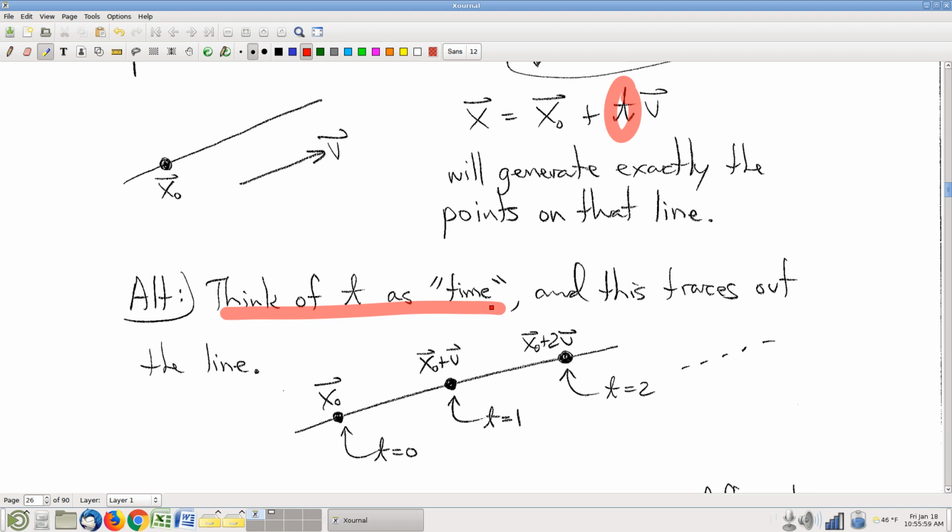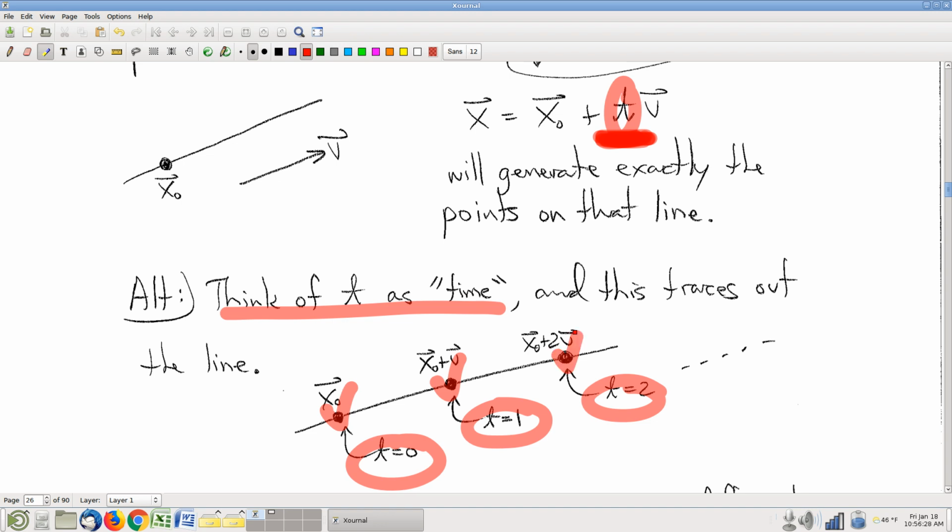When t is equal to 0, plug in t equals 0 there, and you get x is x naught plus 0, and so you get that point. Now let's plug in t equals 1. When t is equal to 1, you get x naught plus v. That gives you that point. Now what about when t is equal to 2? You get x naught plus 2v. When t equals 2, you get that point.